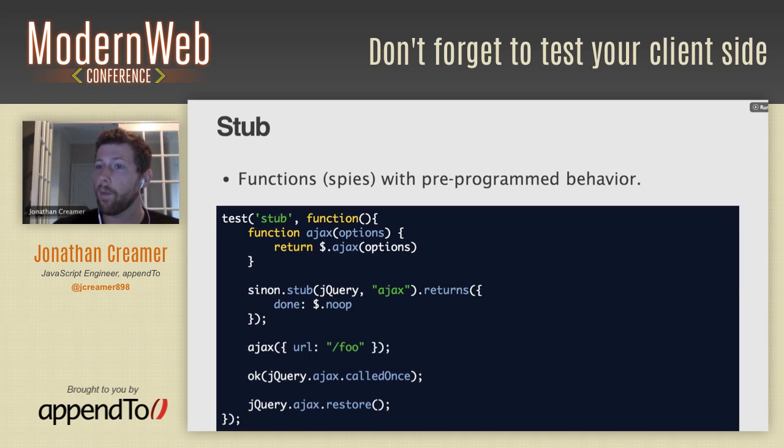So then when I call my little Ajax function that I made, which is just abstracting jQuery's Ajax, I can go in and say jQuery.ajax.calledOnce, because Sinon proxies over the Ajax method and gives me all these little functions just to make sure that everything was being called as I expected. But don't forget when you're done with it to restore it. If you don't do that, it will still be the proxied jQuery Ajax the next time you run your test.